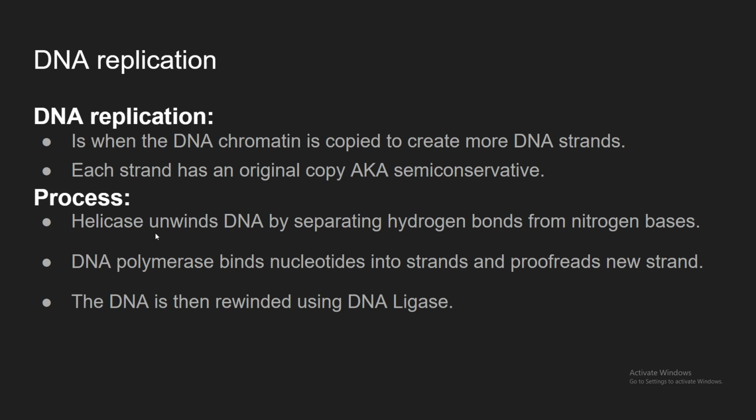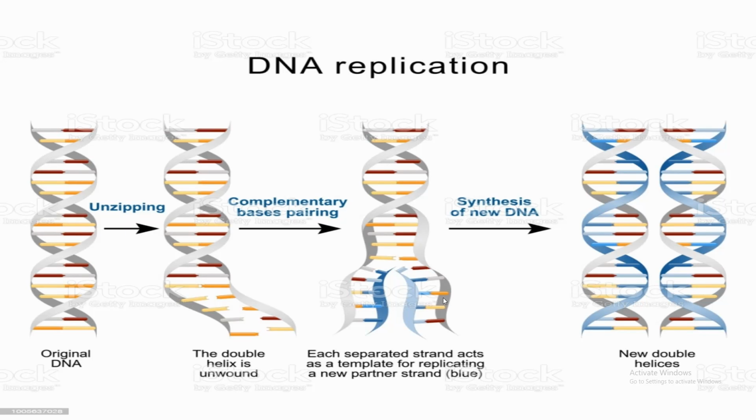The process consists of the helicase enzyme unwinds the DNA by separating the hydrogen bonds, which is the weak bond in the middle, and from the nitrogen bases, and then DNA polymerase, another enzyme, bonds these nucleotides into strands and then proofreads the new strands to make sure everything's in order, and then the DNA is rewound back into its original state using DNA ligase.